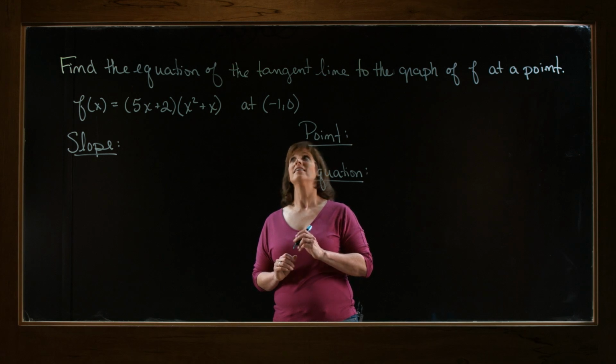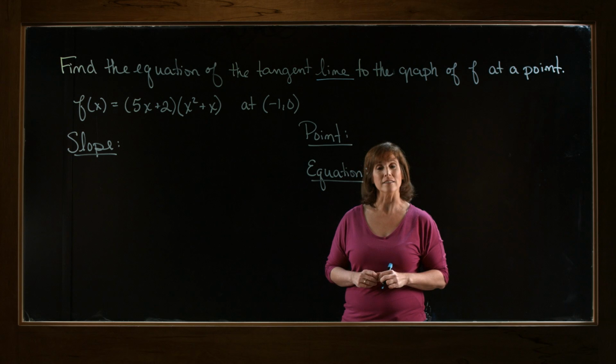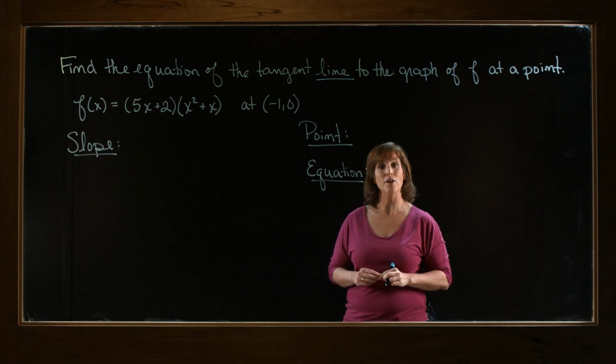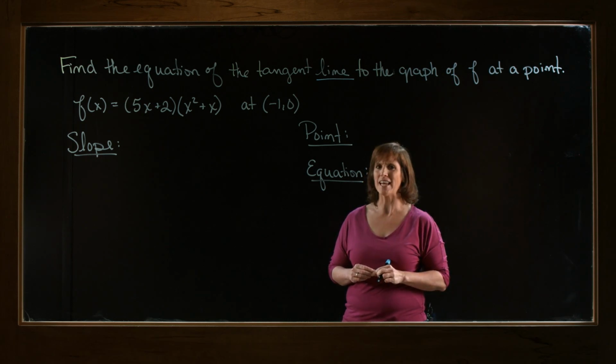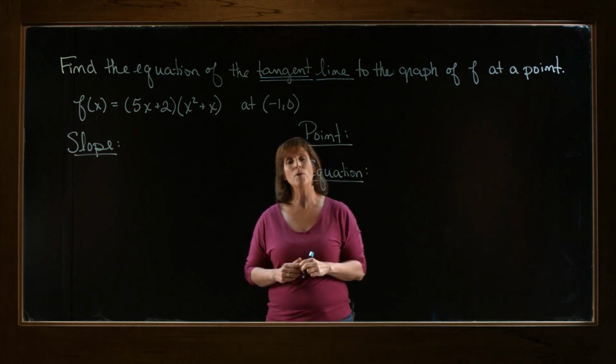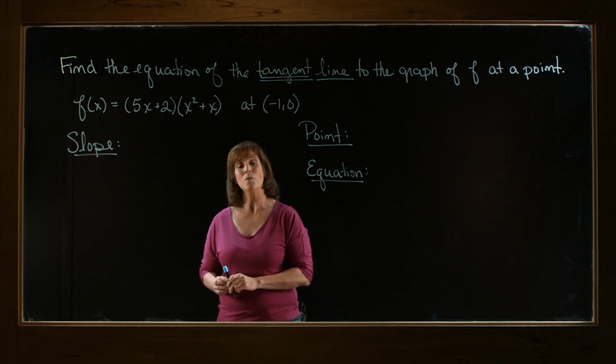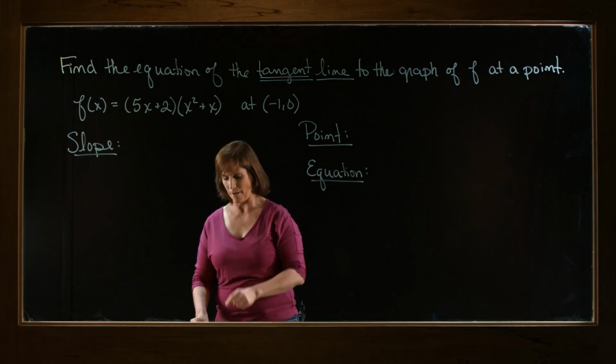Well, we want to find the equation of a line. To get the equation of a line, you need two things. You need the slope and you need a point on the line. But this is not just any line. We're looking for the tangent line. And we know that the slope of a tangent line can be found by using the derivative. So we'll begin by finding the derivative of my function.